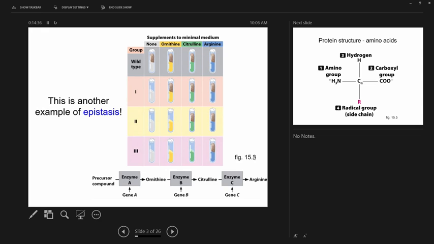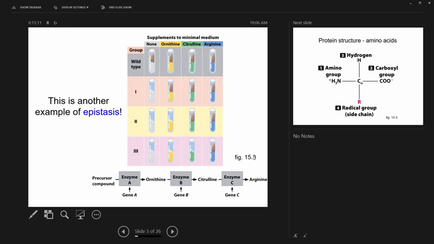And if you have a 10-step biosynthetic pathway, it would be epistatic to every single gene that occurs after it, because it doesn't matter if enzyme B and C are no good. If enzyme A is no good, you don't get ornithine, and enzyme B can't take the precursor compound and run with it. And so that would mean that in mutant 1, you have a mutation in enzyme A, and enzyme A is epistatic to the rest of them.